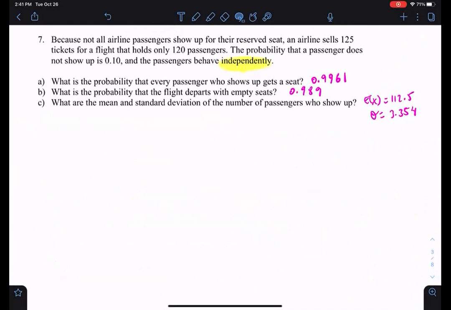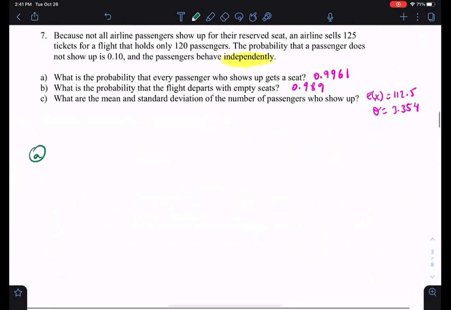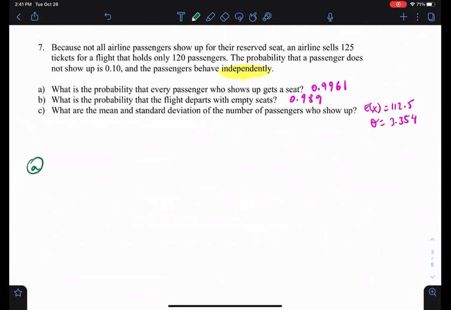So here they're asking you, because not all airline passengers show up for the reserved seat, an airline sells 125 tickets for a flight that holds only 120 passengers. The probability that a passenger does not show up is 0.10, and the passengers behave independently. What is the probability for part A? What is the probability that a passenger who shows up gets a seat? In order for all of them to get a seat, at least 5 should not show up.